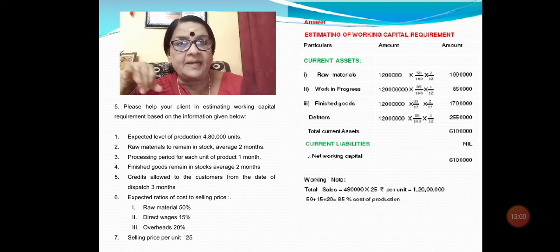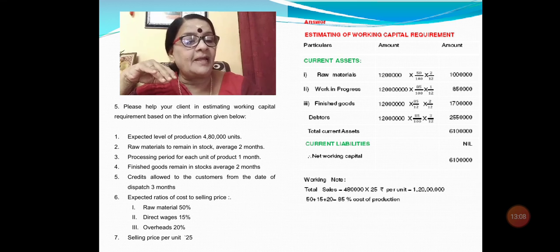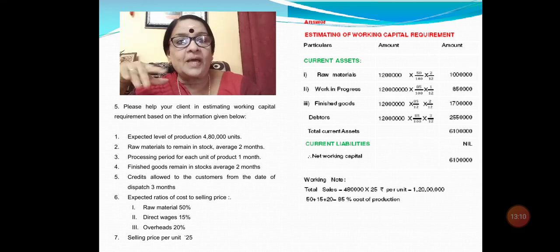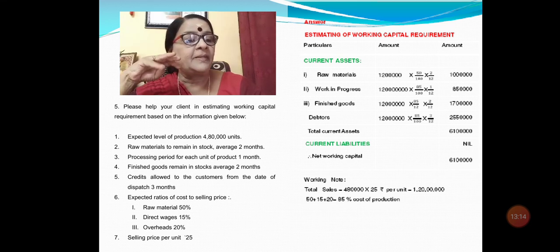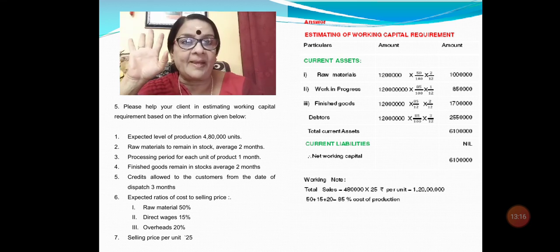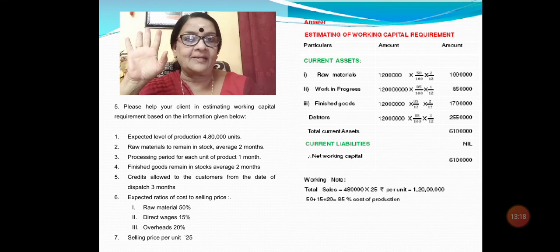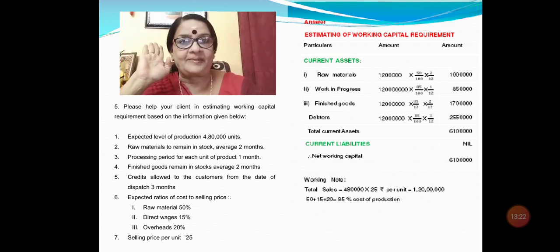Now we have to see current liabilities. As nothing is mentioned in this problem regarding creditors repayment or outstanding expenses, there are no current liabilities at all. So current liabilities is 0. Current assets minus current liabilities comes to 61 lakh minus 0, 61 lakh. So the net working capital required is 61 lakh rupees.